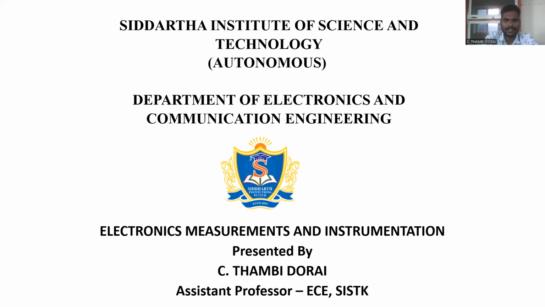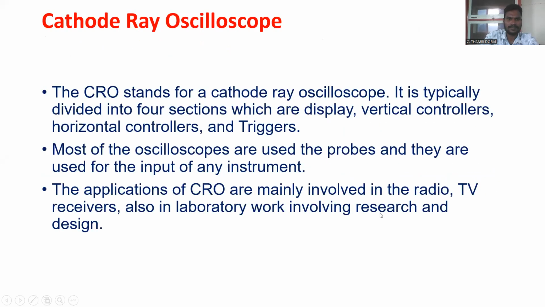Today I am going to discuss CRO. CRO means cathode ray oscilloscope. The CRO stands for a cathode ray oscilloscope. It is divided into four sections, which are display, vertical controllers, horizontal controllers, and triggers.